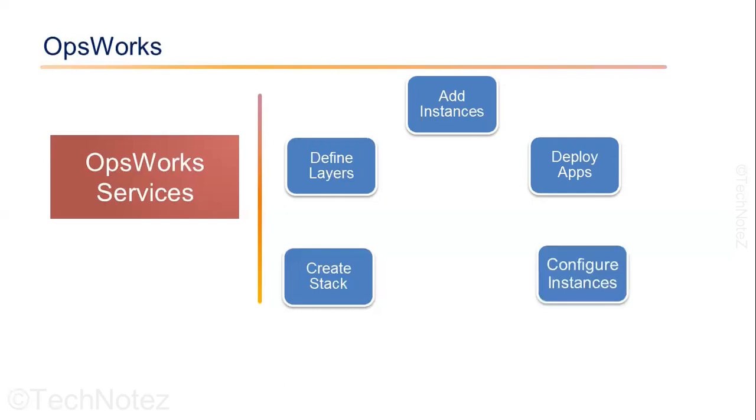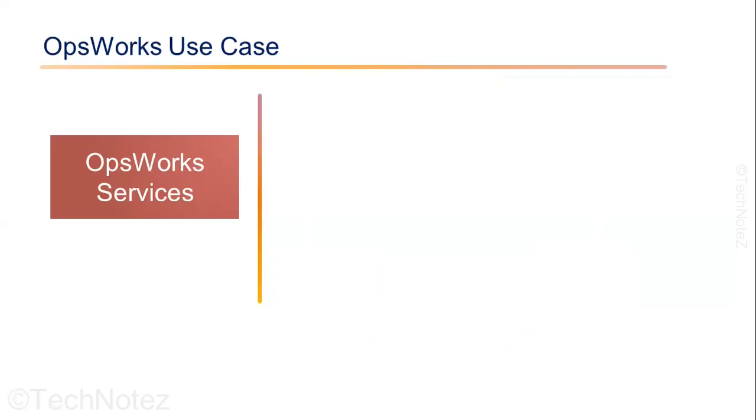Configure the instances. Configure your instances using custom recipes and scripts. Recipes are used to automate the installation, configuration, and management of your application. Scale your application. Use OpsWorks to scale your application up or down by adding or removing instances as needed. OpsWorks is actually used to automate resource provisioning in the AWS environment.